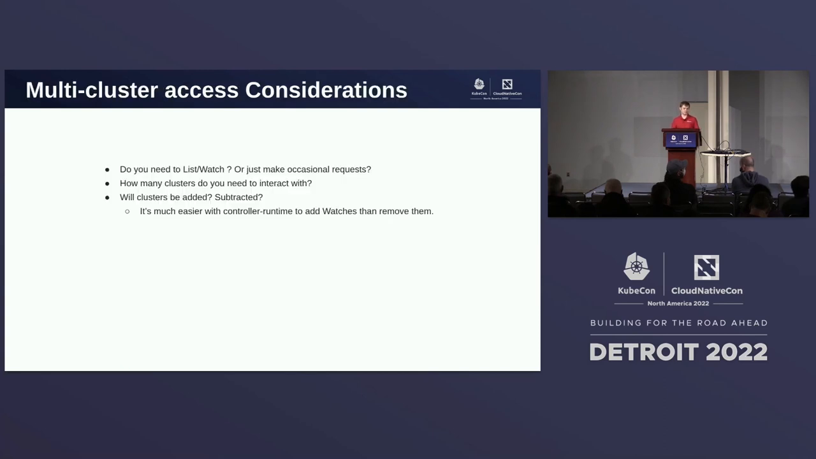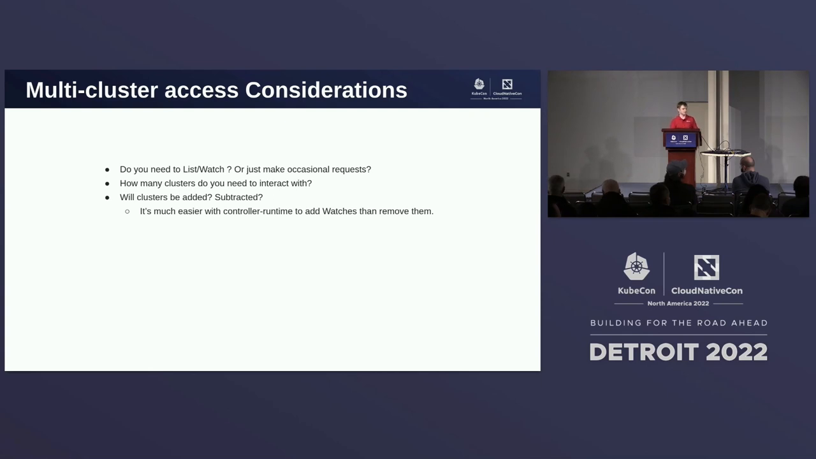So things you might consider for your multi-cluster access: there are different patterns based on different needs. Do you really need to watch events? Do you need to do this list watch pattern or not? Maybe you're just very occasionally doing a request to some external cluster, in which case, don't worry so much about a caching client, all this stuff. You can just stand up a client on demand and just do it. Maybe that's just okay for your circumstance.